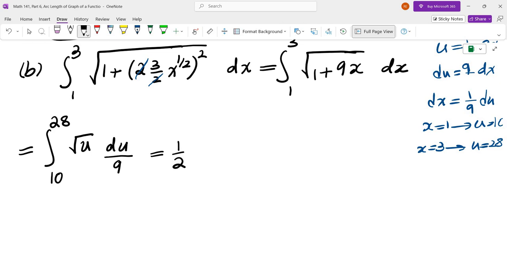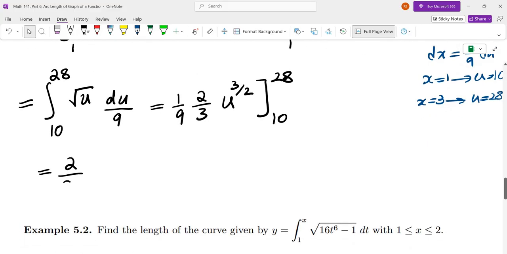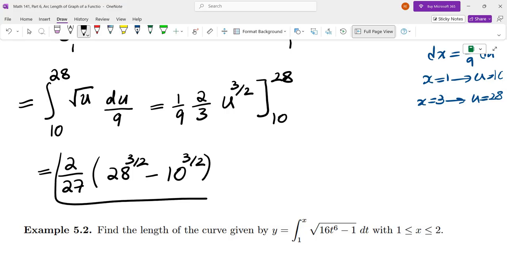So we have 1/9, and then we can integrate u to the power of 1/2. That would be 2/3 u to the power of 3/2. If you differentiate that, you get 2/3 times 3/2 u to the power of 1/2. And this is from 10 to 28. And finally, we'll have to plug in the values. So we get 2 over 27 times 28 to the power of 3/2 minus 10 to the power of 3/2. So this is the answer to the problem.